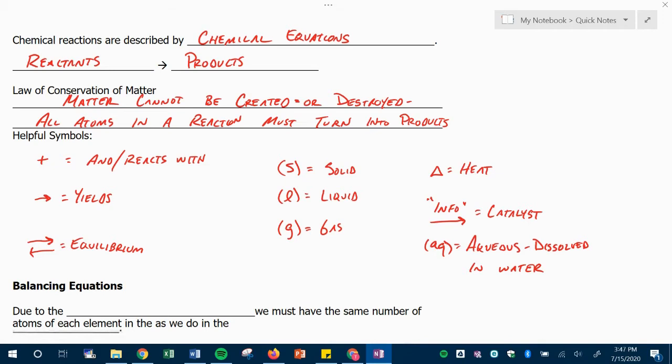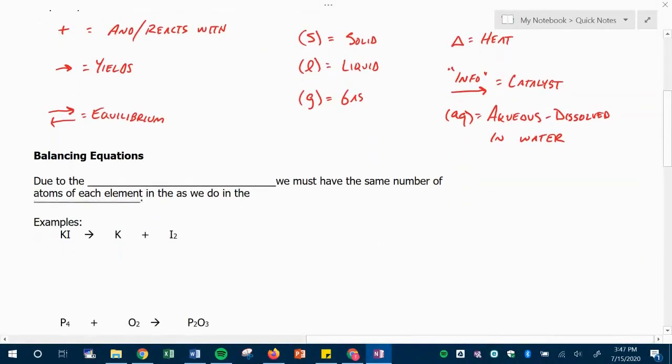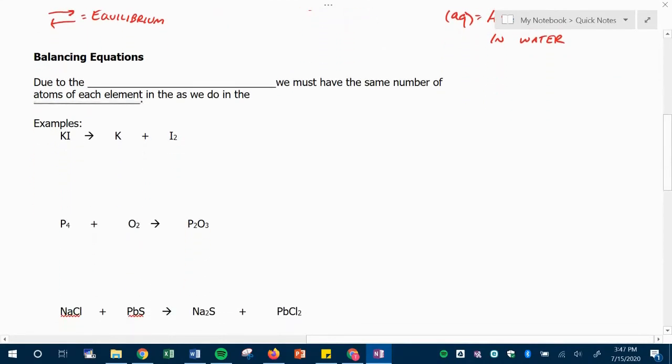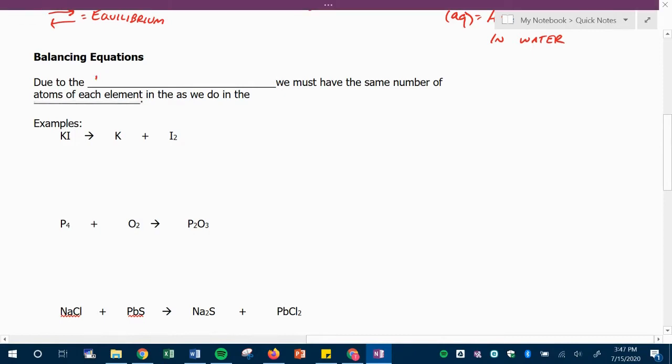All right, so now that we've talked about some helpful symbols, let's talk about our next big topic that is important for reactions, and that's this idea of balancing equations. We have to balance equations because, according to the law of conservation of matter, we have to have the same number of atoms of each element in the reactants and in the products. In here we should have the word reactants, and over here we should have products.